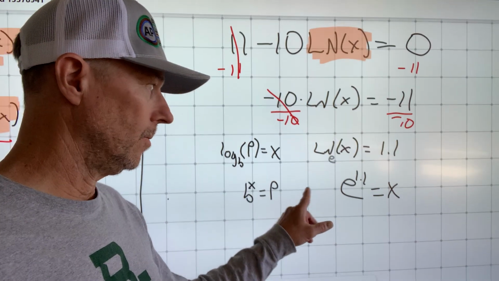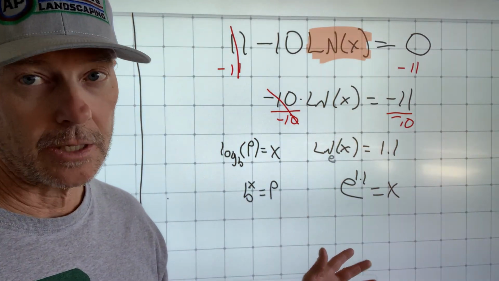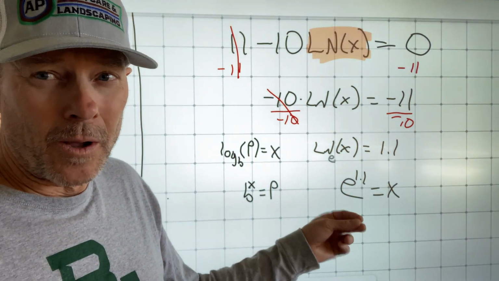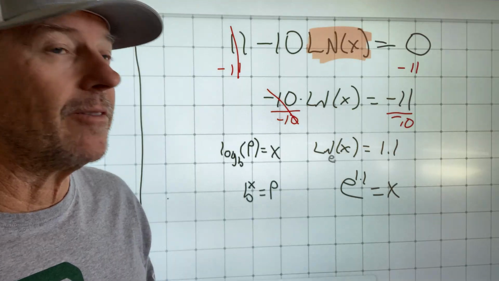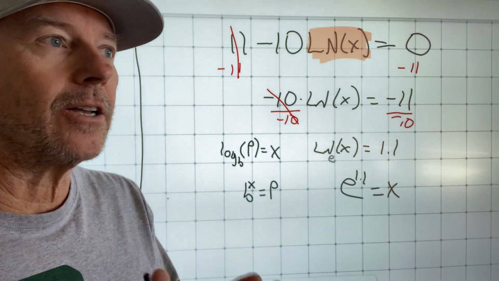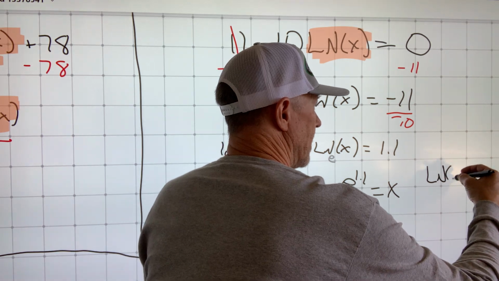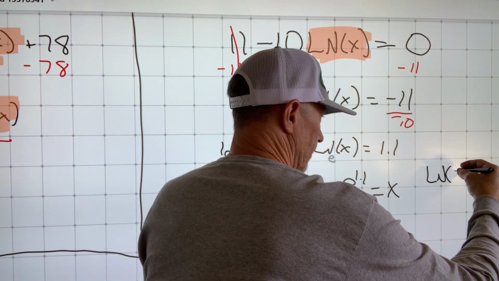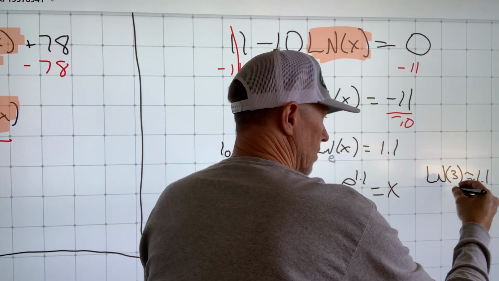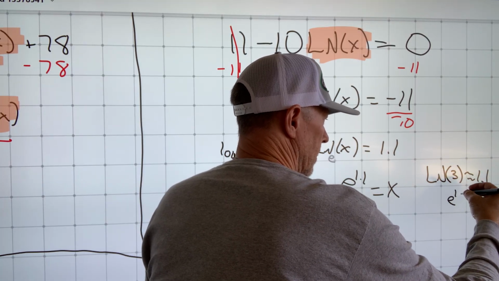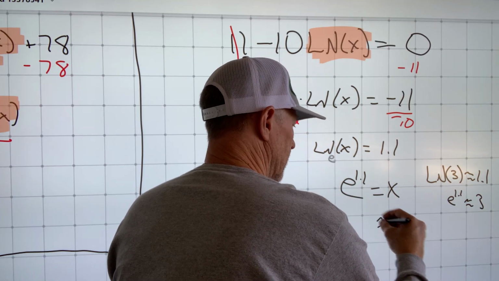Now we should know that e to the 1 is 2.7-ish. So e to the 1.1 is just a little bigger than 2.7. And in fact, that's a value that we have in our memory banks. We know that the natural log of 3 is about 1.1. So e to the 1.1 is about 3. So this answer is approximately 3.